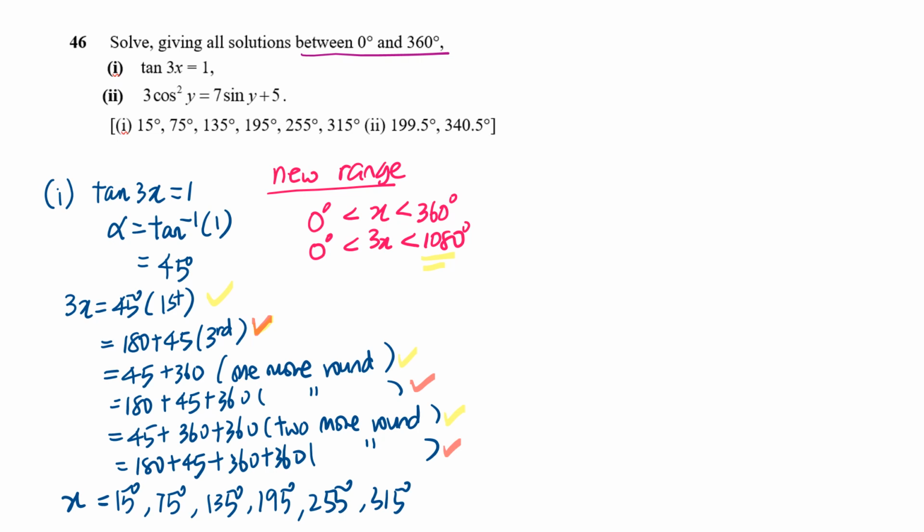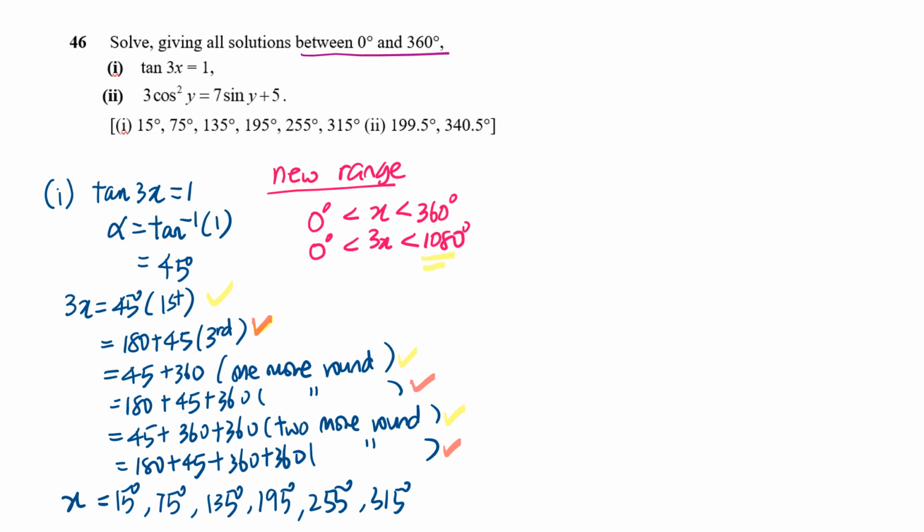So the concept is the same, right? If they give you tangent 4x equals to 1, then how many sets of answer will you get? 4 times 2, 8. 8 sets of answer, also depending on the range you're required. If it's between 0 degrees and 360 degrees, then tangent 4x equals to 1 will give you 8 sets of answer.